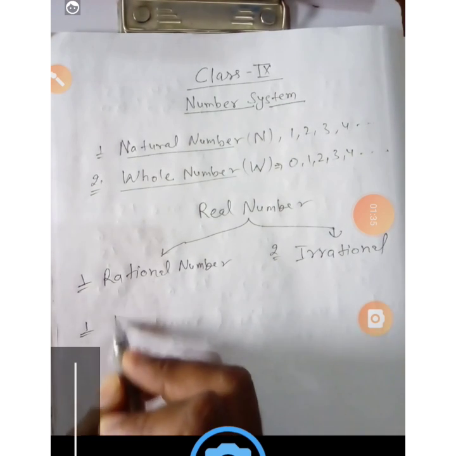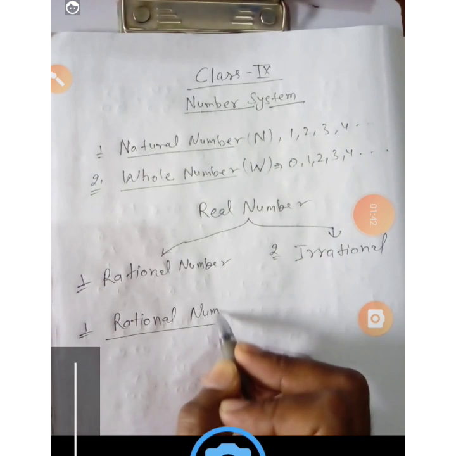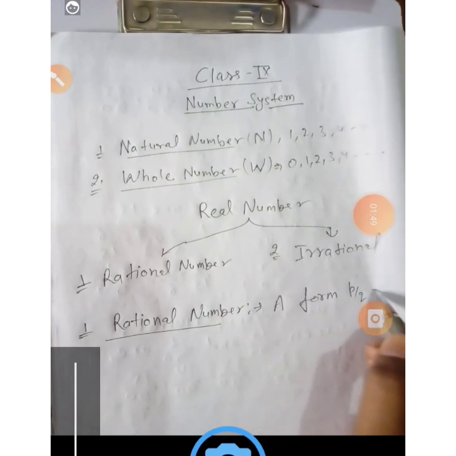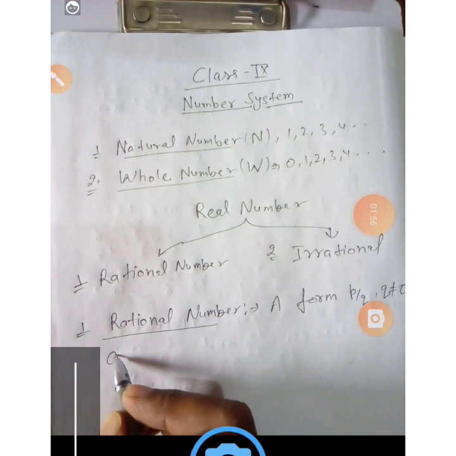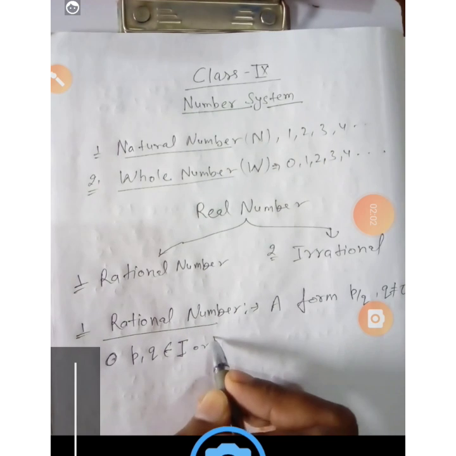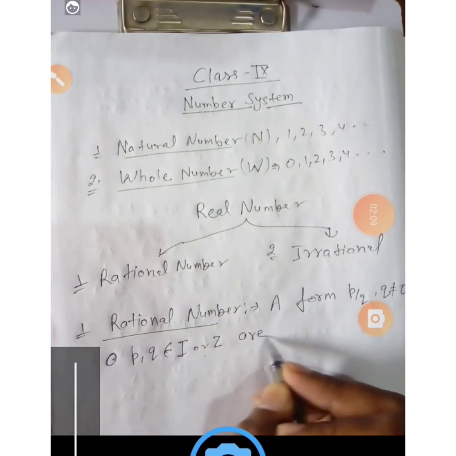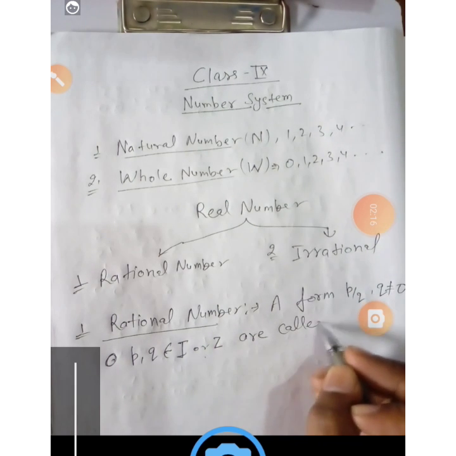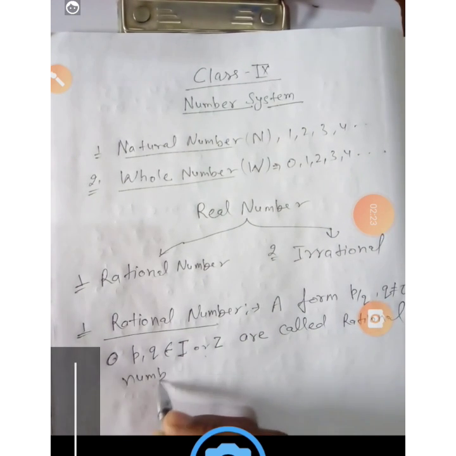First we discuss rational numbers. A rational number is of the form p by q, with one condition: q not equal to 0, and p and q belong to integers, Z. That means p and q both are integers. Such numbers are called rational numbers.